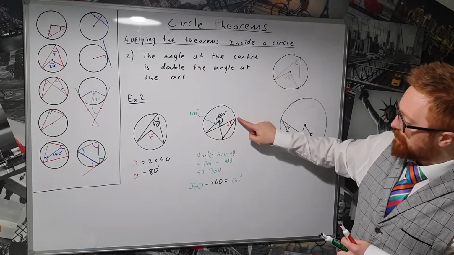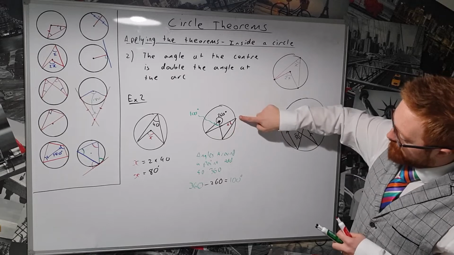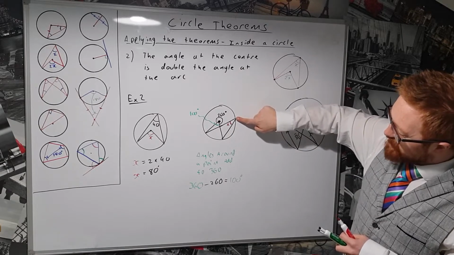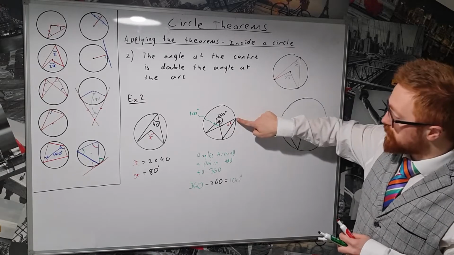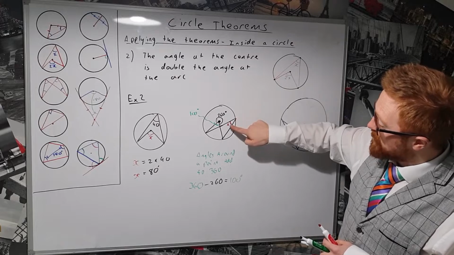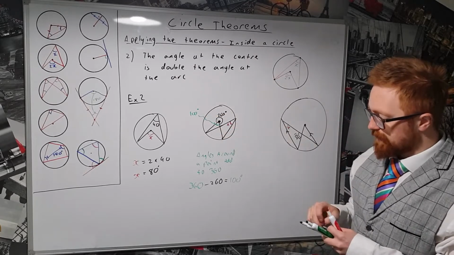Again, it looks slightly different because this point has been dragged over here, but that still is an angle that's on the circumference of the circle. It's on the arc, so it's still half as big as the one at the centre.